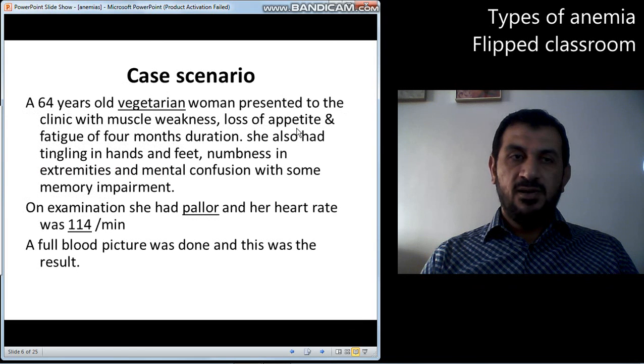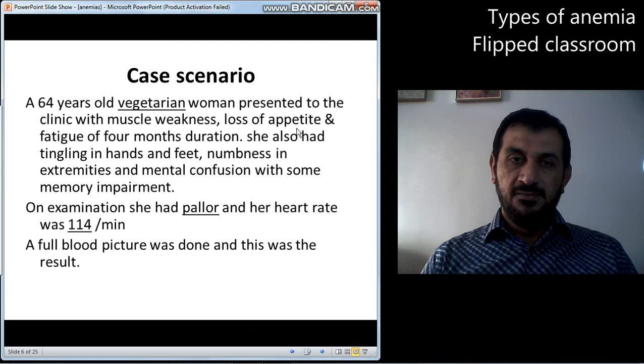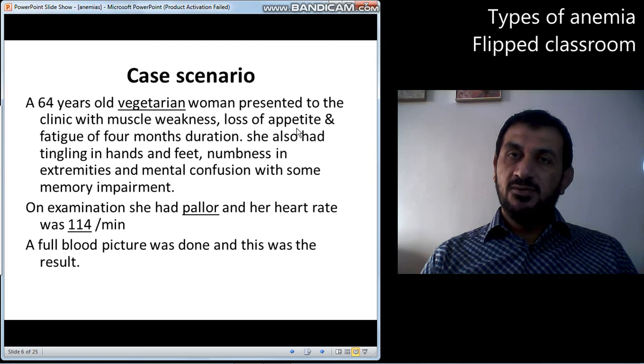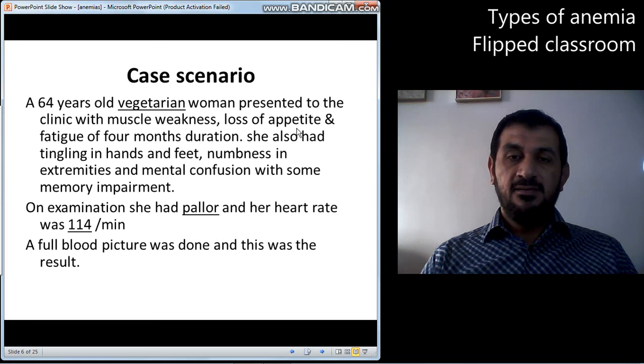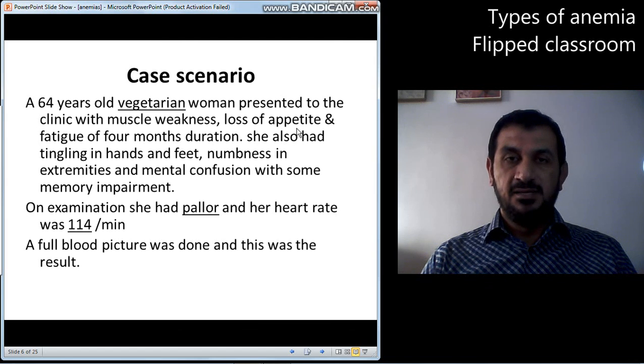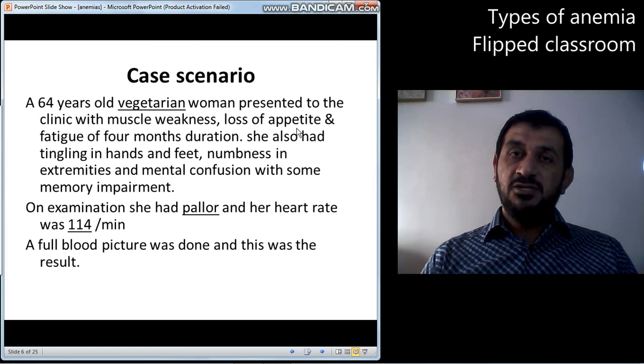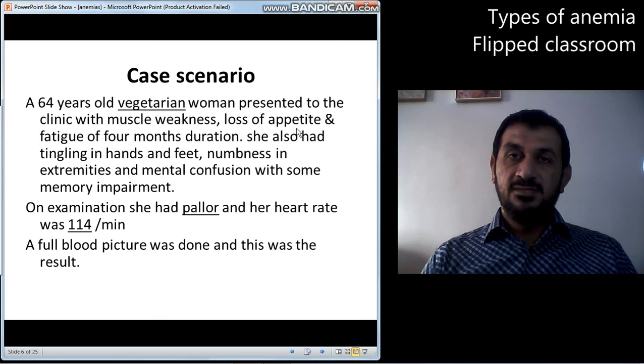This is a case scenario about a 64 years old vegetarian woman presented to the clinic with muscle weakness, loss of appetite, and fatigue of 4 months duration. She also had some neurological symptoms. On examination, she had pallor and her heart rate was increased. It was 114 per minute. A full blood picture was done to her, and this was the result.